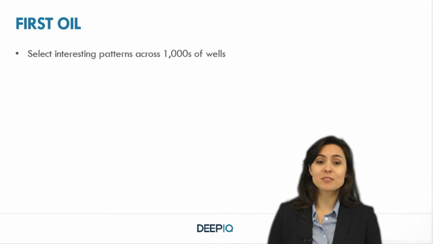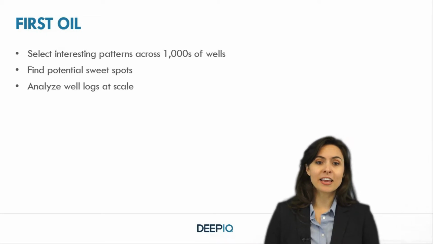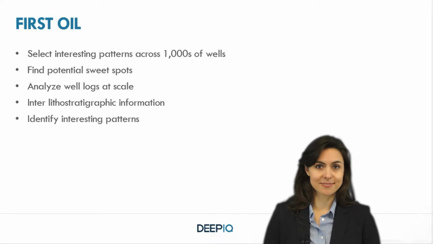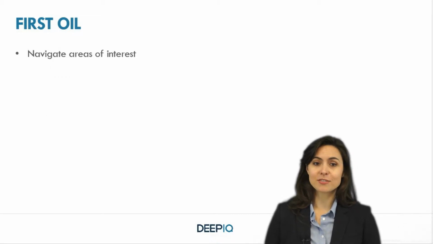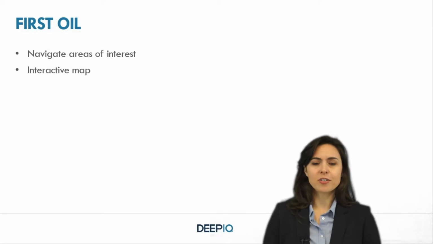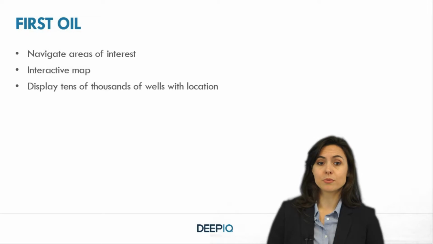You can find missed sweet spots by visualizing and analyzing well logs at scale to automatically infer lithostratigraphic information to identify interesting patterns. Your geoscientists rapidly navigate to areas of interest with an interactive map designed for them. You can display tens of thousands of wells and their locations in this view.